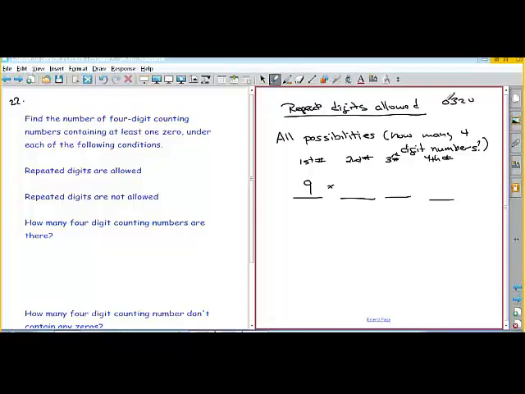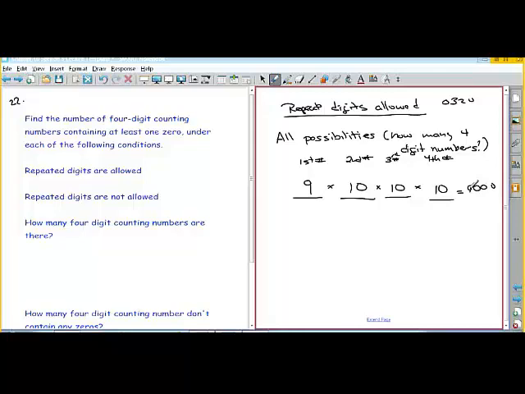Yeah. So 0 through 320 is the same as 320. So that 0 doesn't count. That's why you have to do 9. Then your second digit can be, since I'm allowing repeats, 10. And my third digit, there are 10. And my fourth digit, there are 10. If you multiply all this together, you get 9,000.